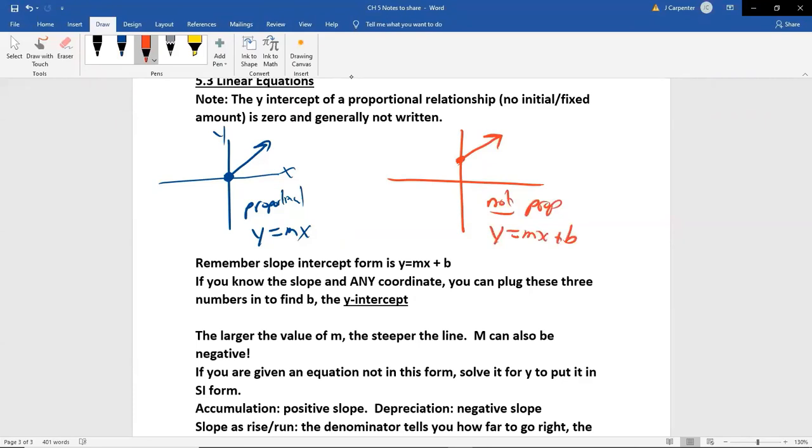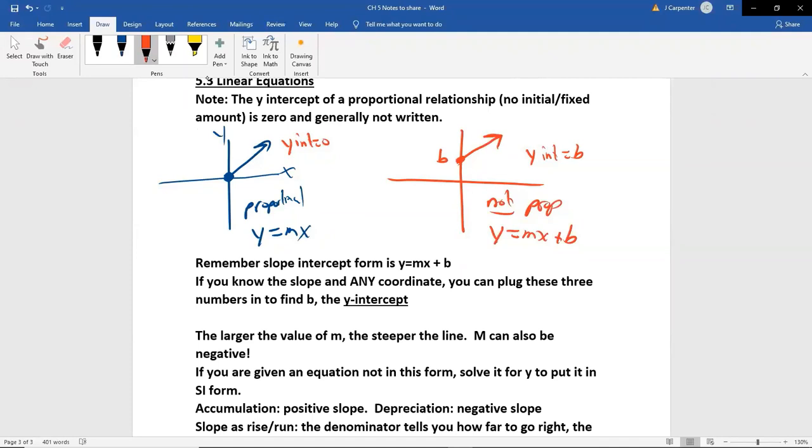Again, for this first one, the y-intercept is 0. Y-intercept, excuse me, I forgot to write intercept. For this one, it's b. So this height right here is b. So remember your slope-intercept form is y equals mx plus b. That mx is the variable amount, the b is the fixed or initial amount.